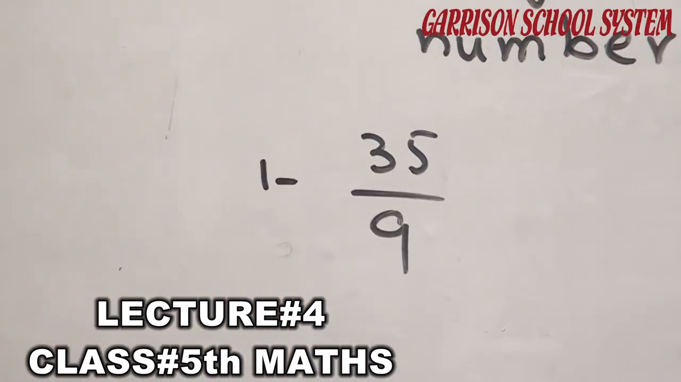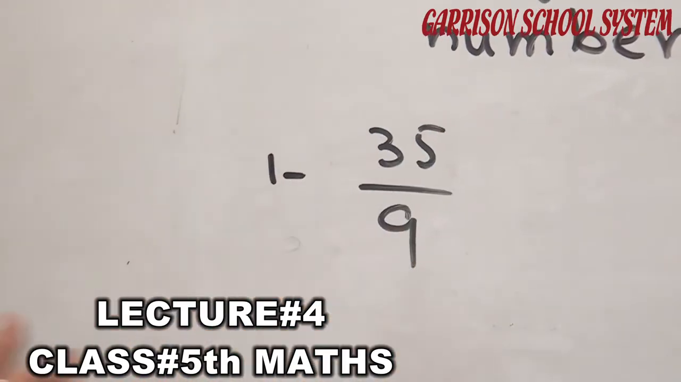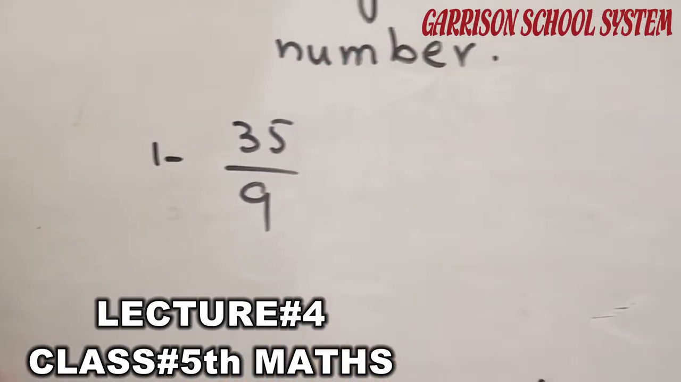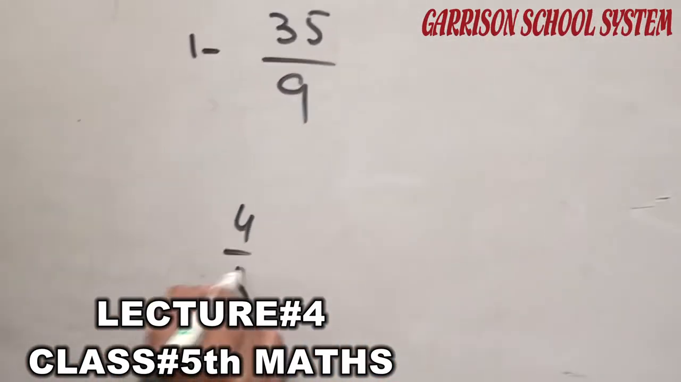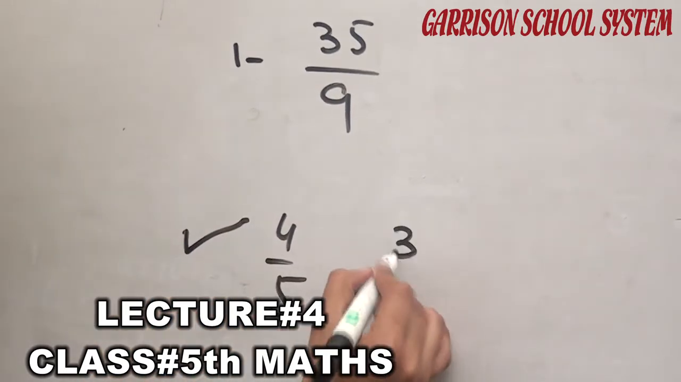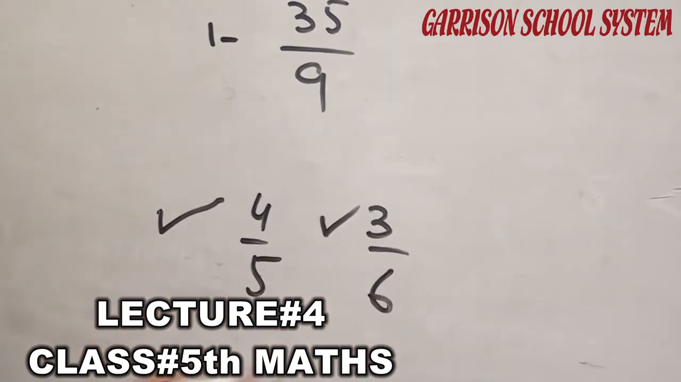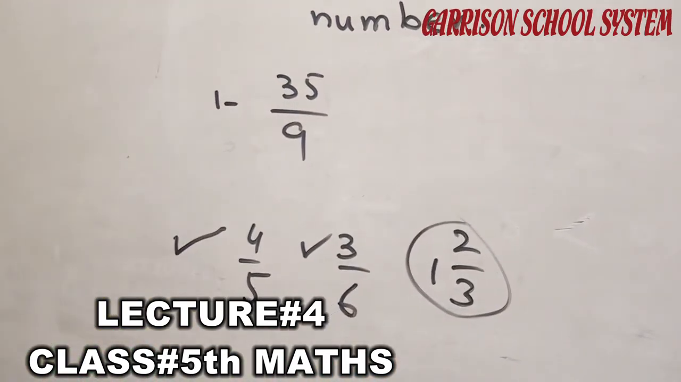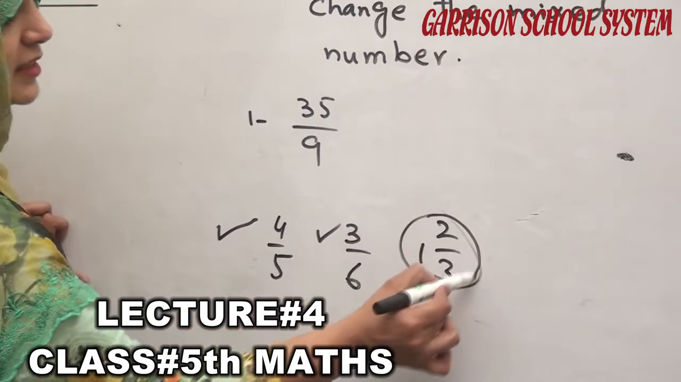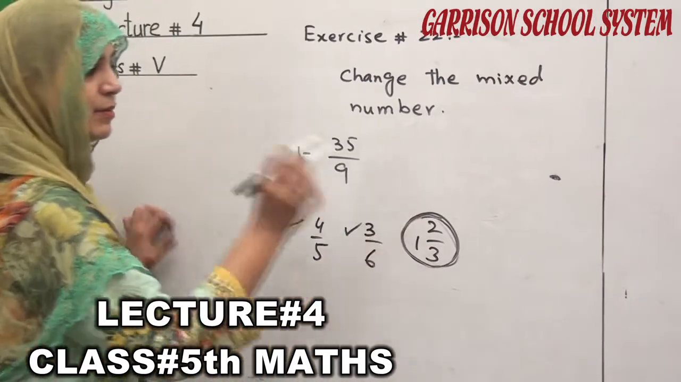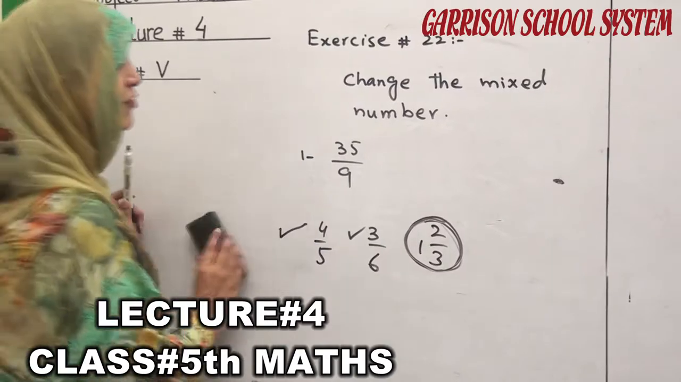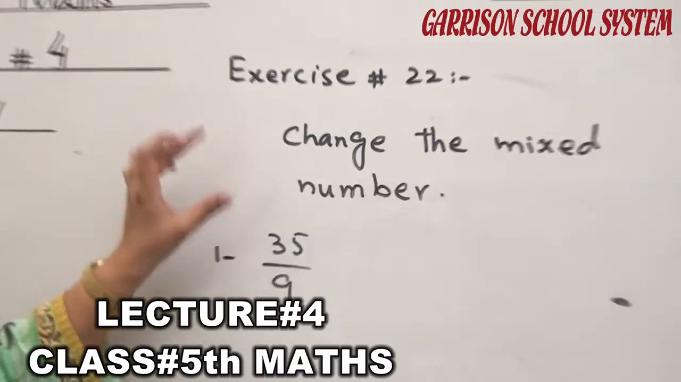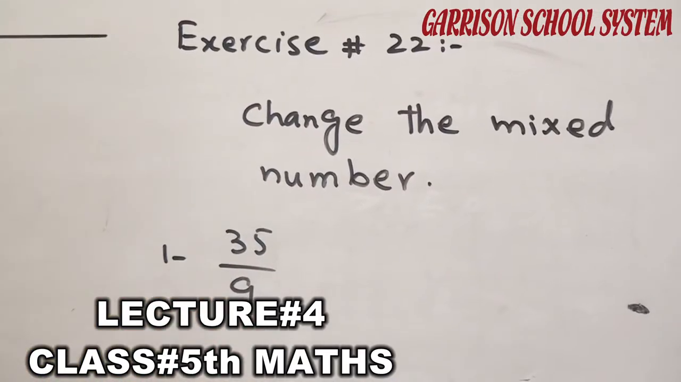Whenever you have to, there are three types. You have seen, for example, 4 by 5, this is also a fraction, 3 by 6, this is also a fraction, and this is also a part of the fraction. So this part of the fraction is called a mixed number, mixed fraction. So we have to convert this number into a mixed number. So how can I convert?